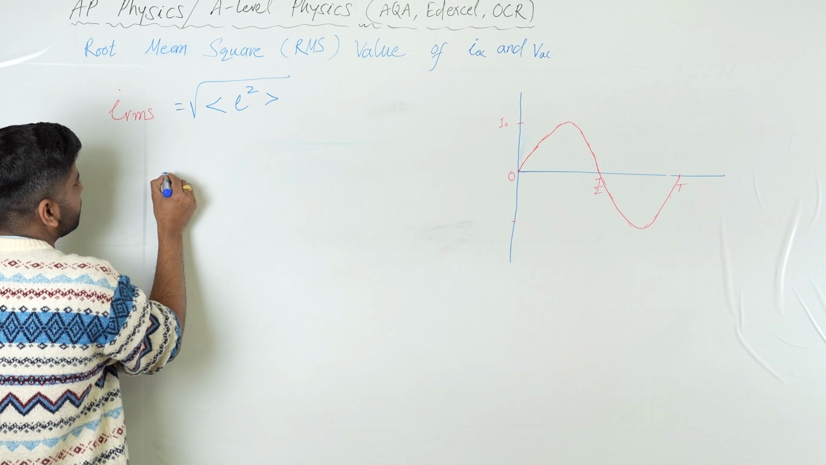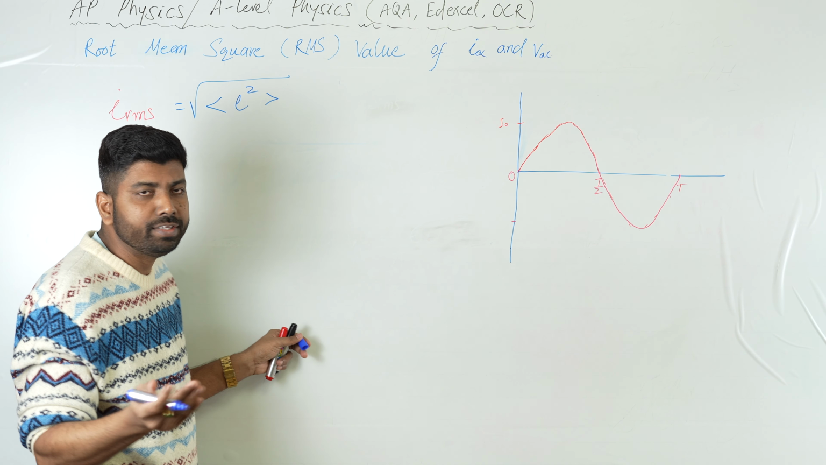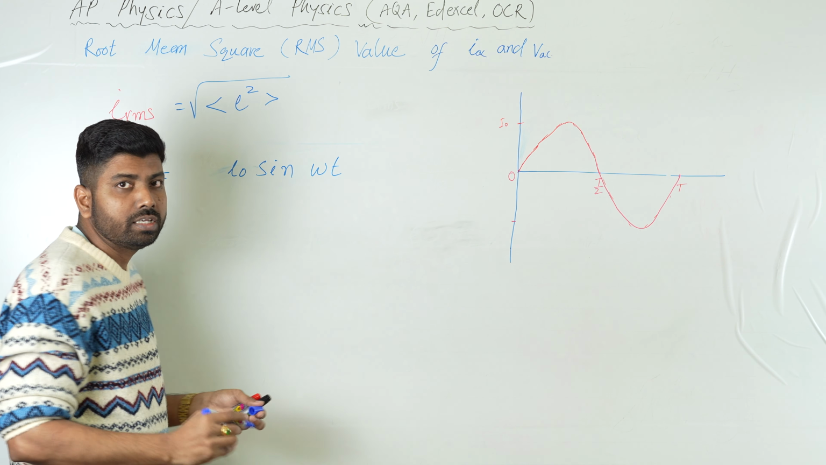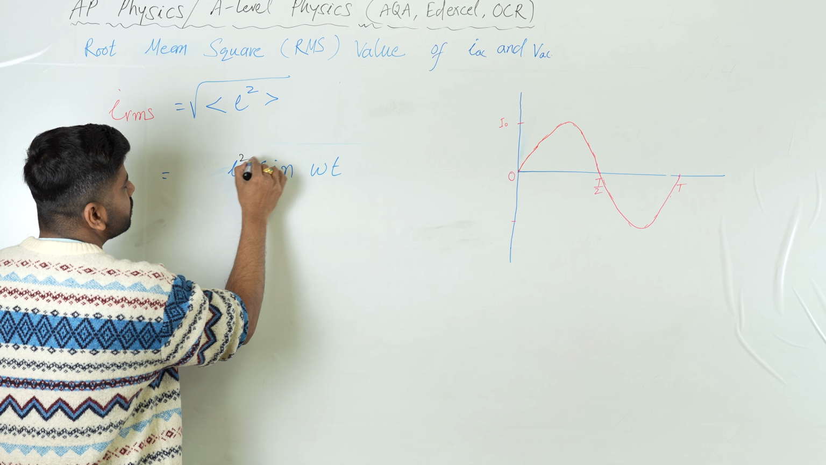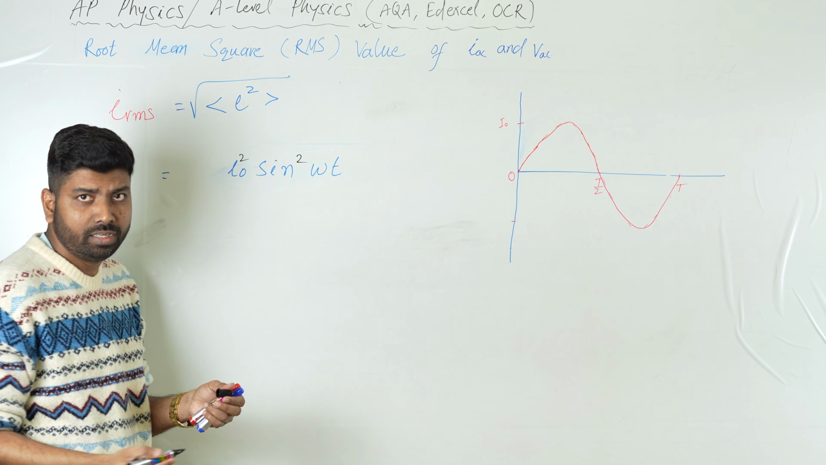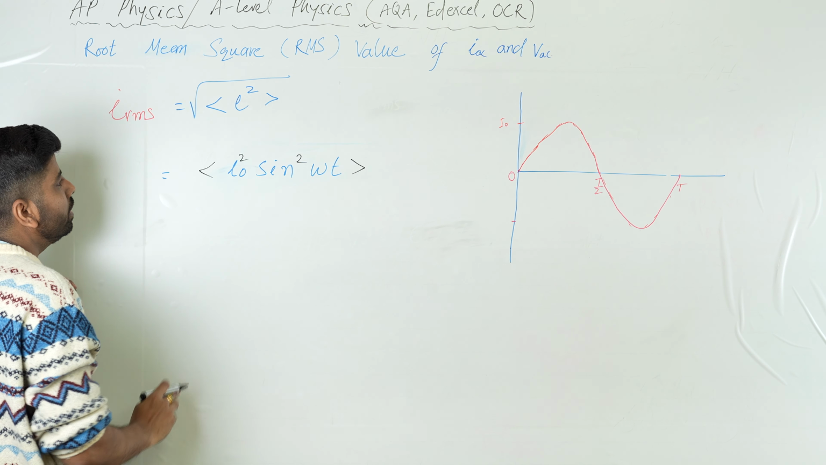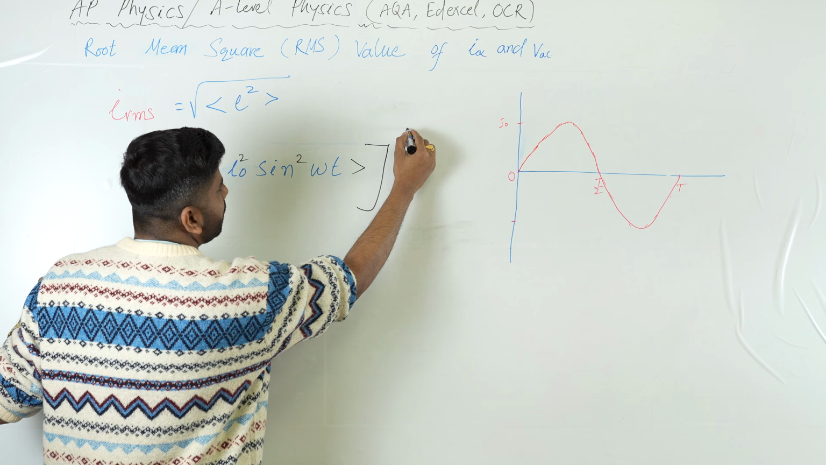In the next step, in place of I, since it is sinusoidal in nature, can I write I0 sine omega t? Yes. Since it is I squared, can I write I0 squared and sine squared omega t? Yes. Then we have to find its mean, and then its square root. For the square root, can I write power half?